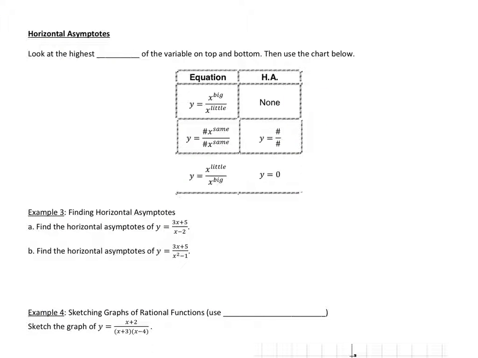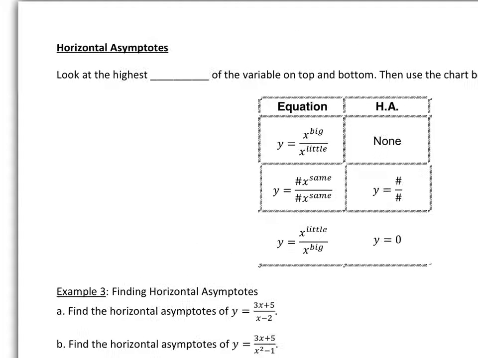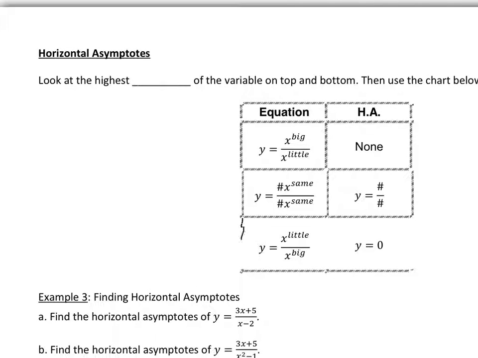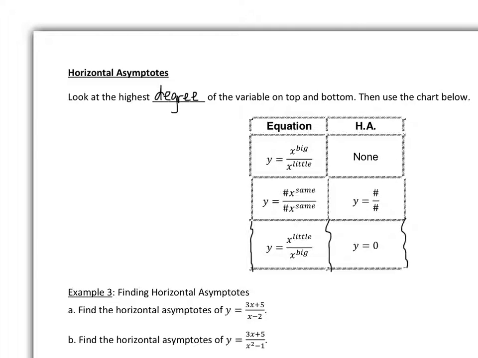On the back of the notes, we're talking about horizontal asymptotes. For horizontal asymptotes, I like them better. I think they're easier. You actually just have to look at the highest degree of the variable on top and bottom. Then use the chart below to actually tell you where the horizontal asymptote is.